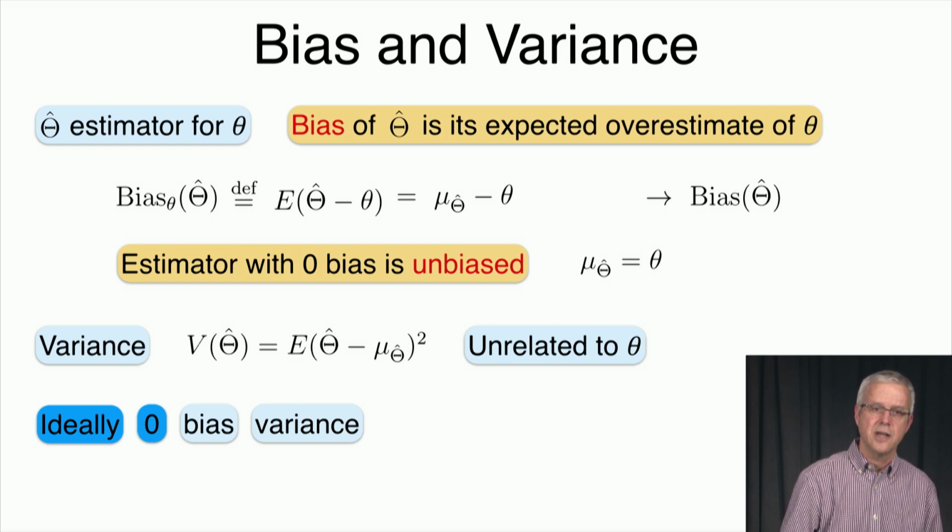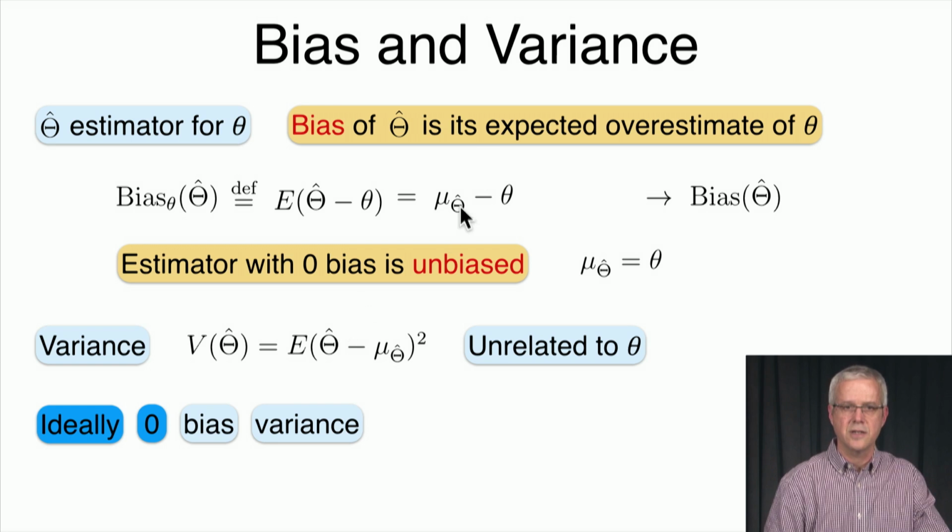Ideally we would want an estimator which has 0 bias and 0 variance. If we have an estimator that has 0 bias, that means that its mean is just theta. And if it has 0 variance, it means that it's a constant. So that means that we have an estimator that always gives us the value of theta. It's hard to get an estimator like this. We can only get that for distributions that are constant.